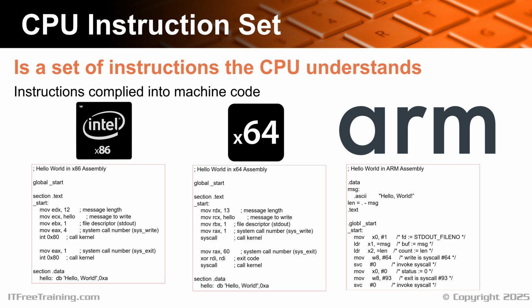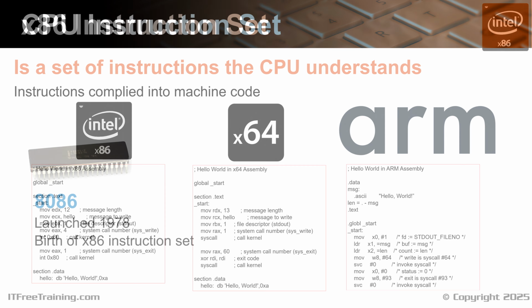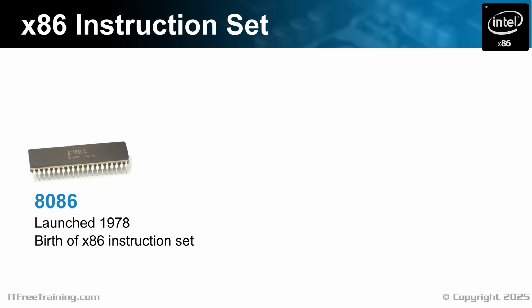Software compiled for one instruction set generally won't run on a CPU with a different instruction set. However, x64 is backwards compatible, meaning newer x64 CPUs can run older x86 code. ARM devices typically run their own operating systems and software and are not compatible with x86 systems. To gain a deeper insight into the x86 instruction set, I will embark on a brief historical journey, starting with its origins.